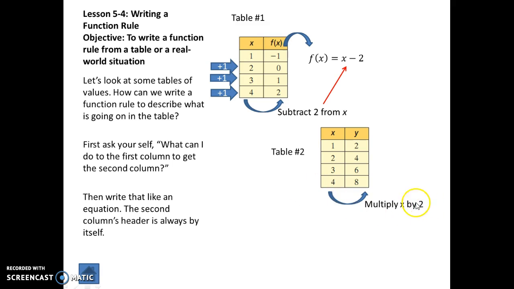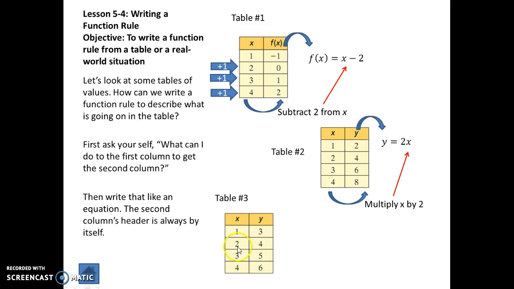For table number 2, again, we look and see what's going on from x to y. We're going to multiply by 2. 1 times 2 is 2, 3 times 2 is 6. And we write y, because that's at the top of our second column, equals 2 times x, or 2x. For our third table, again, we look to see what's going on. Since our x values all increase by 1, we look at what's going on with our x to get our y. So y equals x plus 2, because we're adding. Okay? Now you try some on your own. There are some on your guided notes sheet.